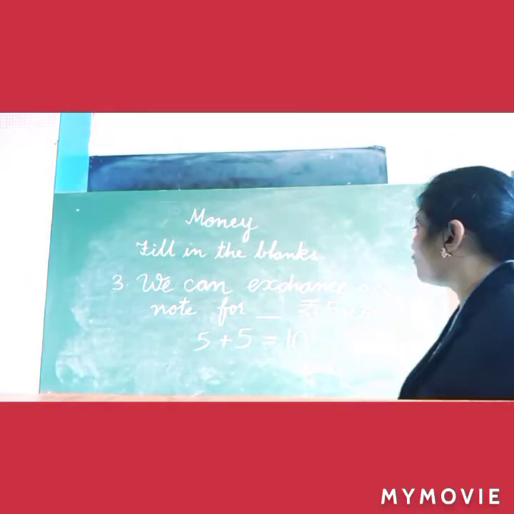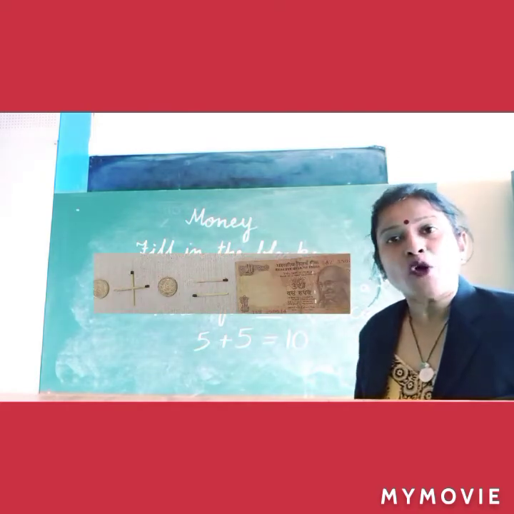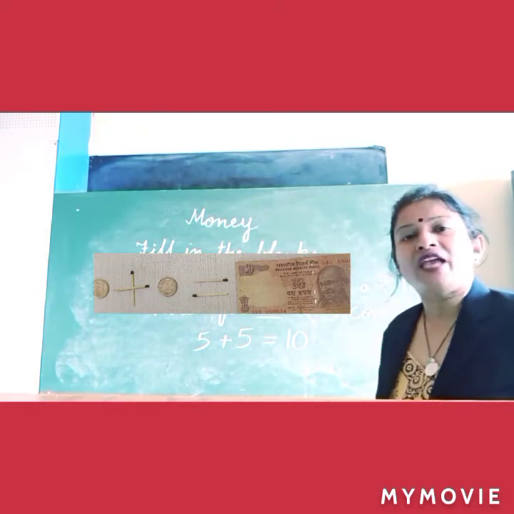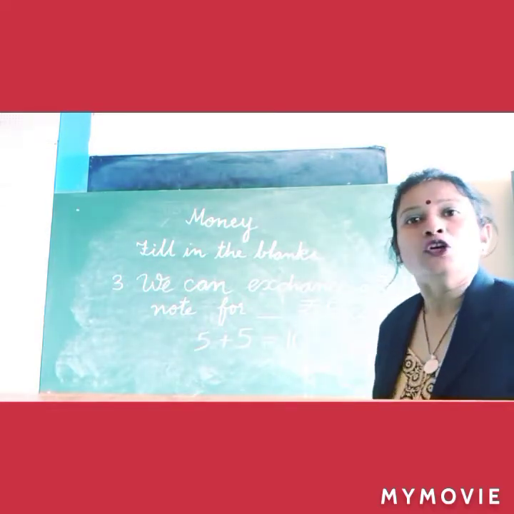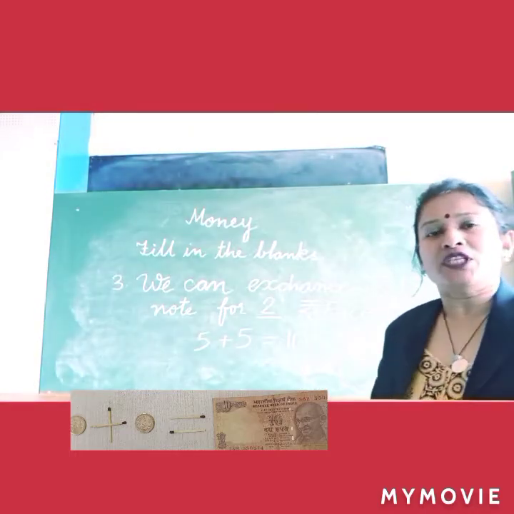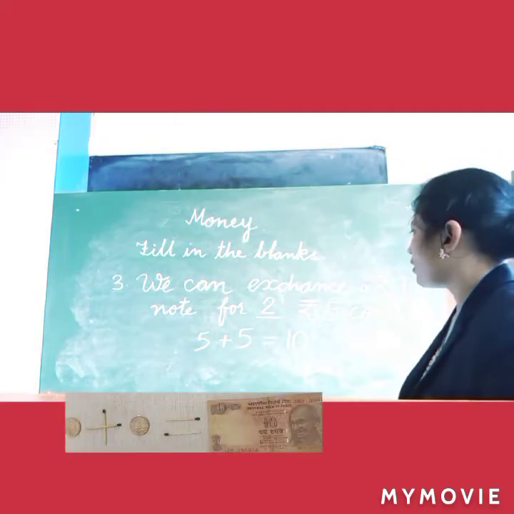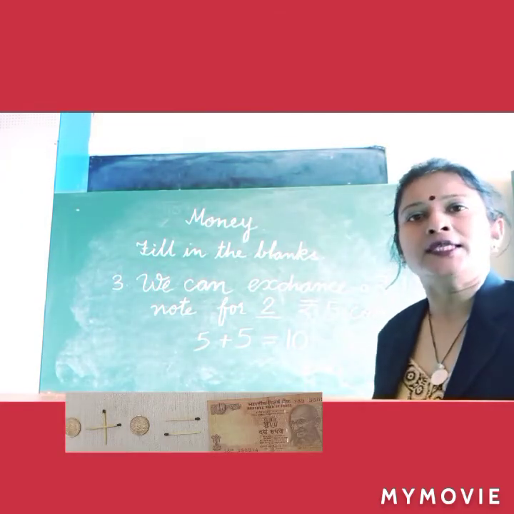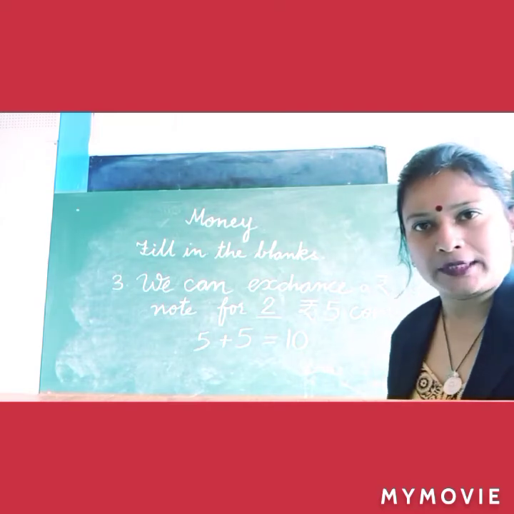Third question is, we can exchange a rupee 10 note for dash 5 rupee coins. Now as you know, 5 plus 5 is 10. So you have to write here 2. When you have two 5 rupee coins, it is equal to 10 rupees. 5 plus 5 is 10. So the answer will be two 5 rupee coins will be equal to 10 rupees.